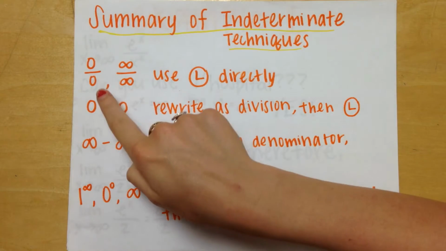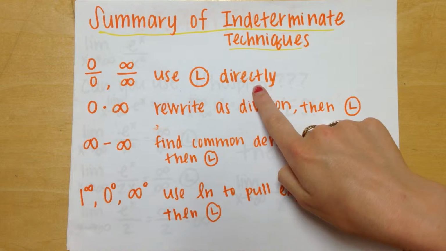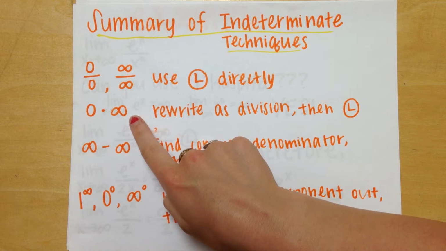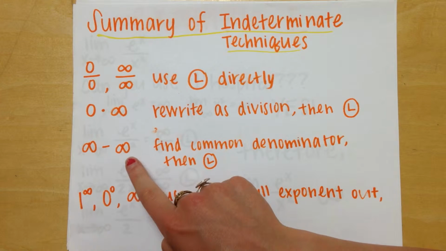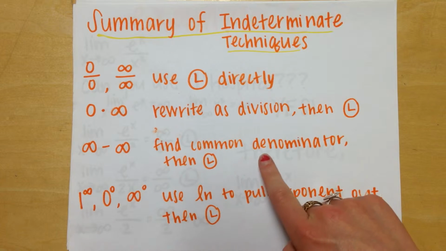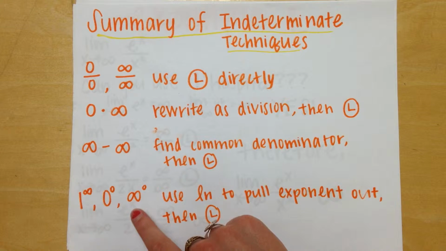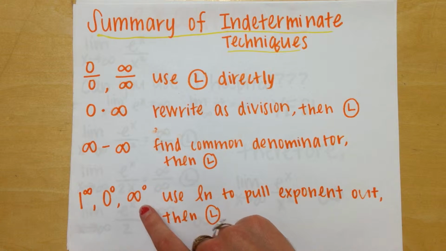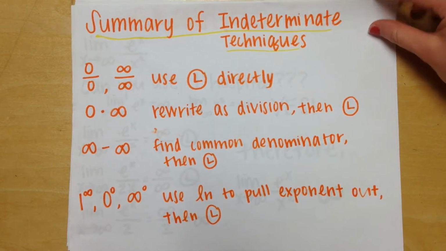Say you have 0 over 0 or infinity over infinity. Just use L'Hopital's rule directly. If you have 0 times infinity, rewrite as division, then use L'Hopital. If you have infinity minus infinity, find a common denominator, then use L'Hopital. If you have 1 to the infinity, 0 to the 0, or infinity to the 0, use the natural log to pull out the exponent and then use L'Hopital.